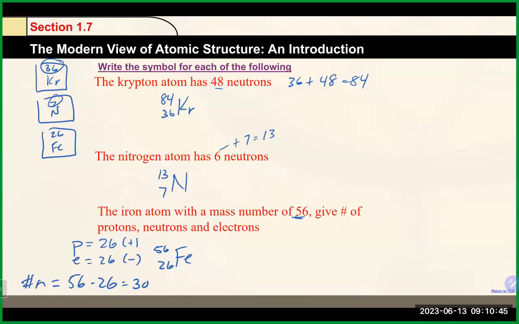Write in the symbols with the mass number, atomic number. You do need to be able, obviously, to do all those things: mass number, atomic number, protons, electrons, and neutrons.